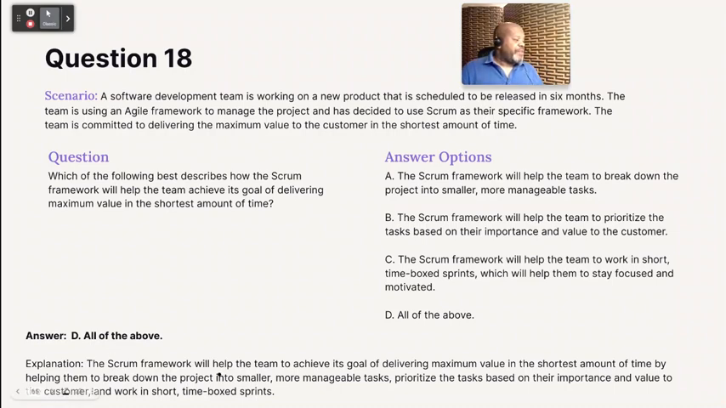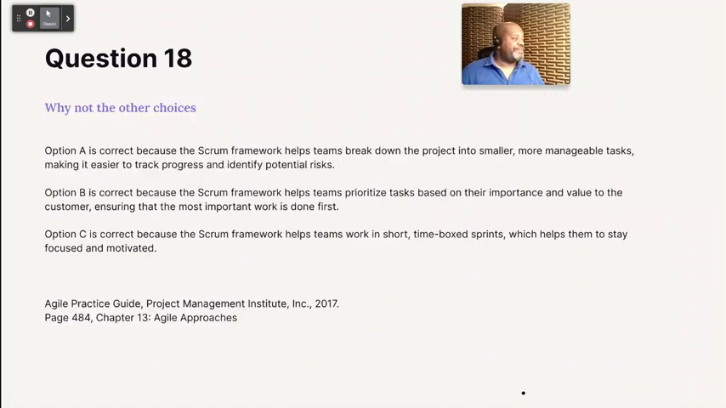The Scrum framework will help the team achieve its goal of delivering maximum value in the shortest amount of time by helping them break down the project into smaller, more manageable tasks, prioritizing the tasks based on their importance and value to the customer, and work in short time boxed sprints. Love it. We said all of that fun stuff.